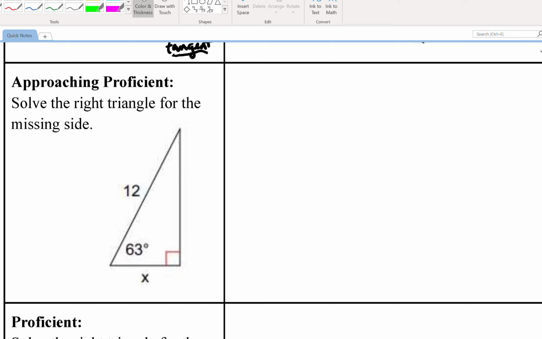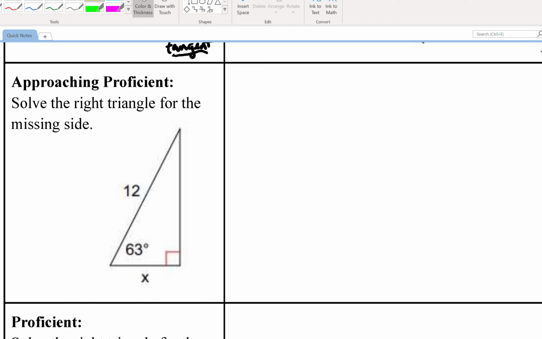Welcome. This is a video on how to solve for a missing side in a right triangle using trigonometry. This is the approaching proficient level, and the problem says to solve the right triangle for the missing side.